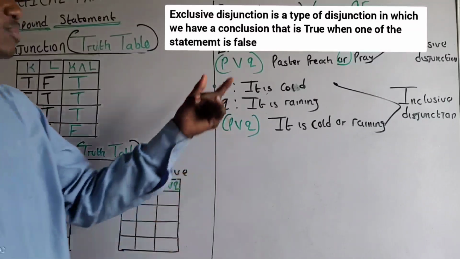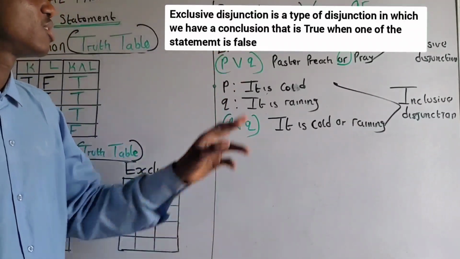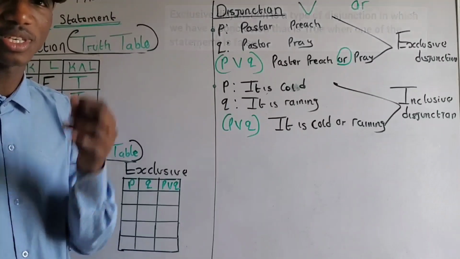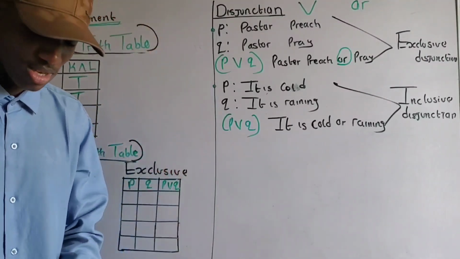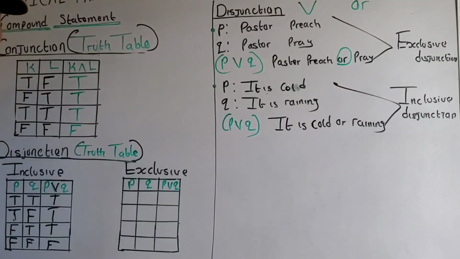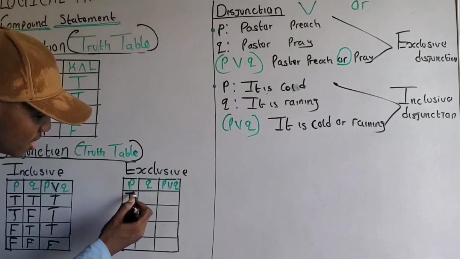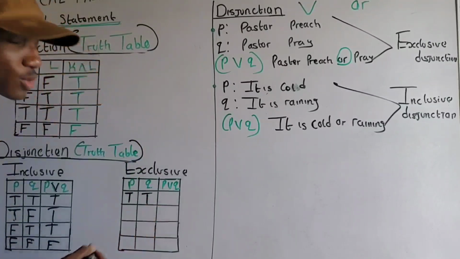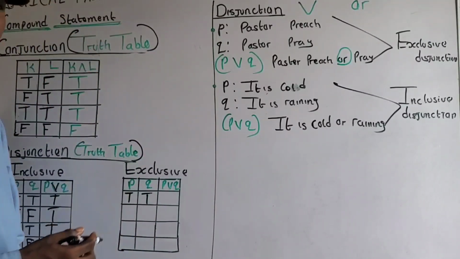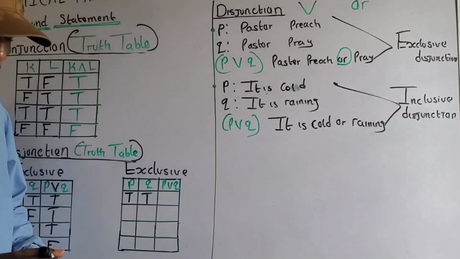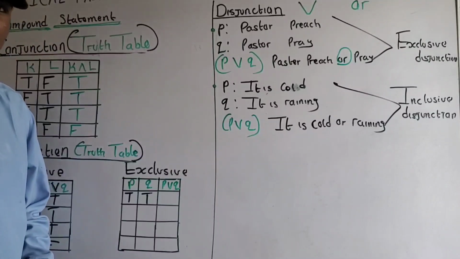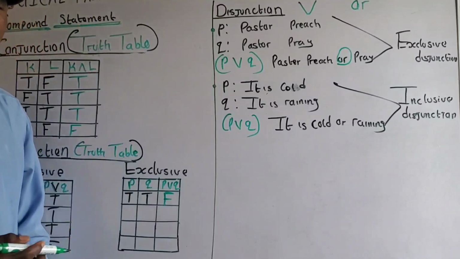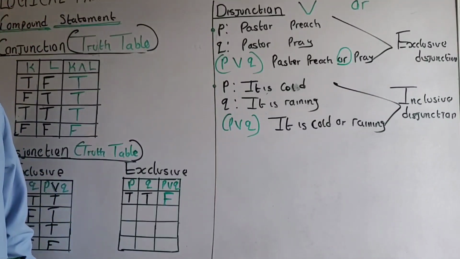Listen to me. For example, let's say P, pastor preach, Q, pastor pray. It is not possible for both to occur together. You see, in logic, we are dealing with reasoning. Let's say pastor preach. It is true. Pastor pray. We also have true. Is it possible for both events to occur at the same time? It is not possible. So the conclusion will be false. Do you understand? Okay, the conclusion will be false because you have to leave one for the other. Are you getting what I'm trying to say?